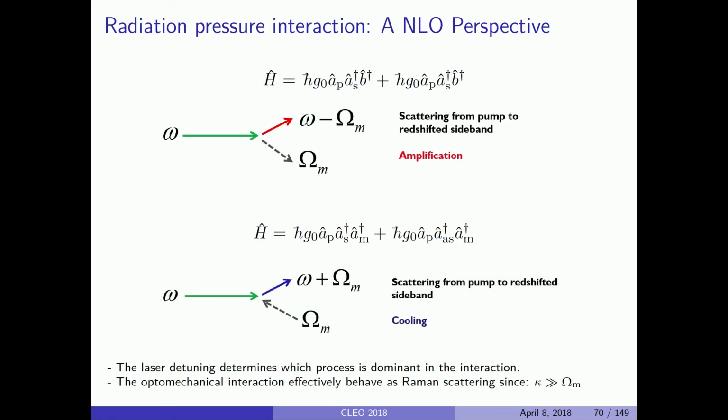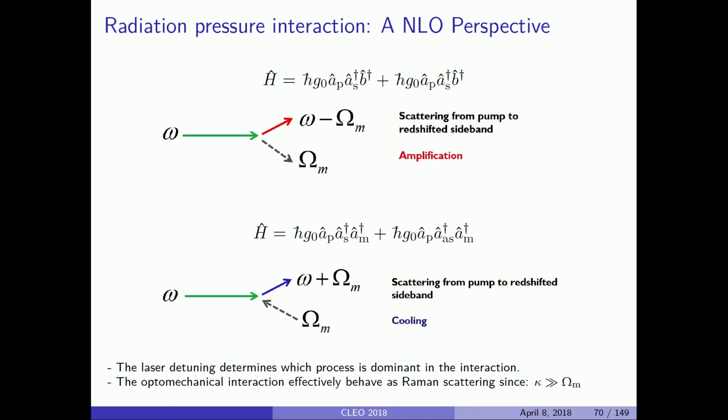So if you think about nonlinear optics, you can also think about this optomechanical interaction as a kind of Raman process. Amplification would be the scenario where you have an optical pump photon, and you generate the redshifted Stokes wave and the phonon. So it's very similar to a Brillouin process in optical fiber, whereas the reverse process of cooling is where you take a phonon and a photon to give you this redshifted sideband.